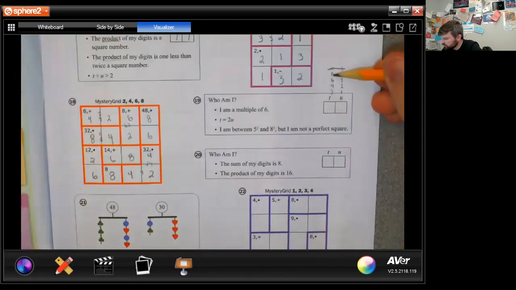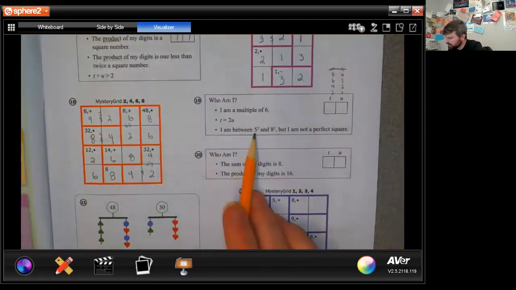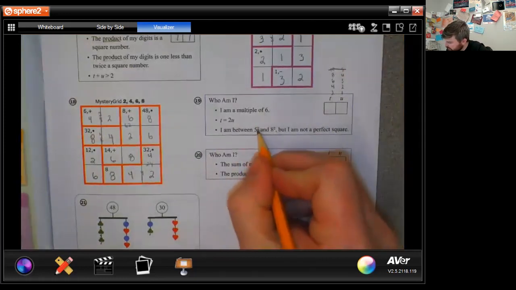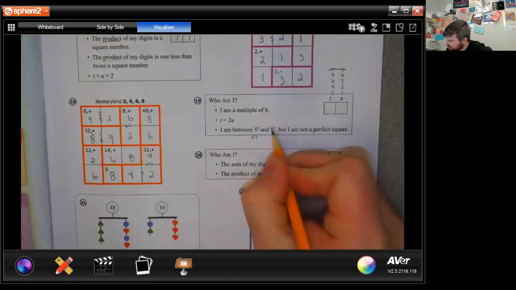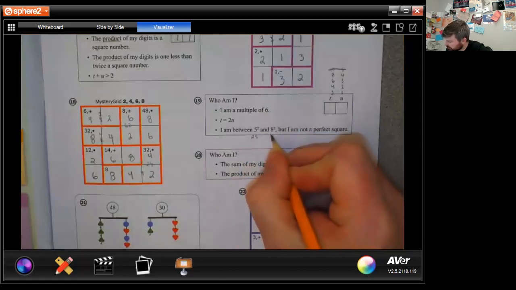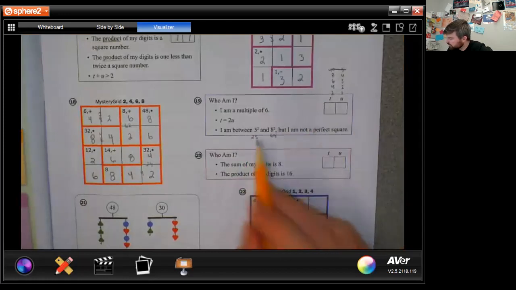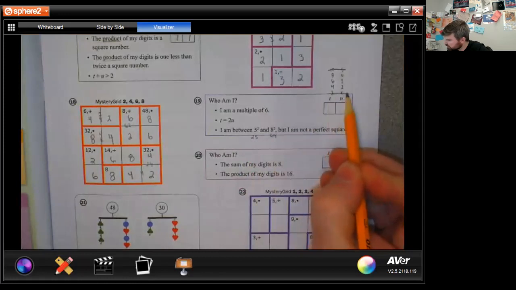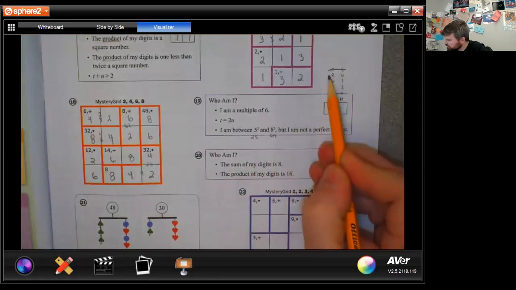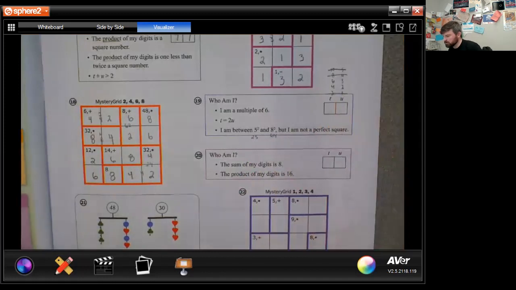Okay, so one of these: 84, 63, 42, 21. I am between 5 squared, 5 times 5 is 25, and 8 squared, 8 times 8 is 64, but I'm not a perfect square. So you're above 25, so that's not 21, and you're not above 64, not there, and you're not a perfect square, okay? So neither one of these are perfect squares.